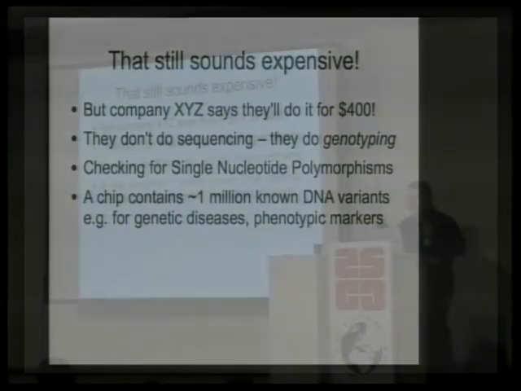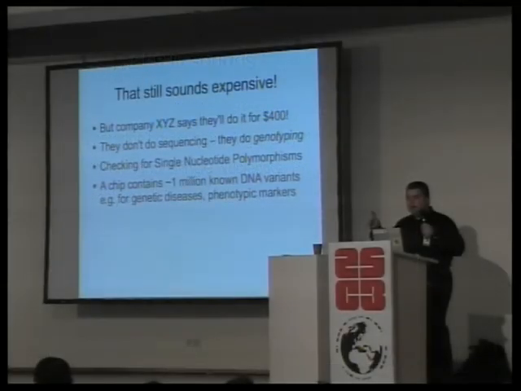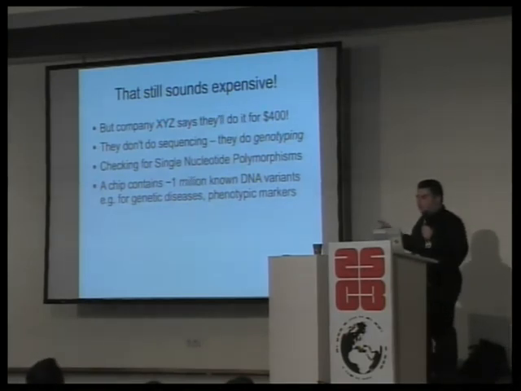And whatever copy you have will stick to one of these prefixed sequences. And you can detect this again with fluorescence, again with photographic modes. So there's again a picture of a chip, and it's glowing in pretty colors. And because you know where each variation is positioned on the chip, you can say, oh, I see this variation in the sample.